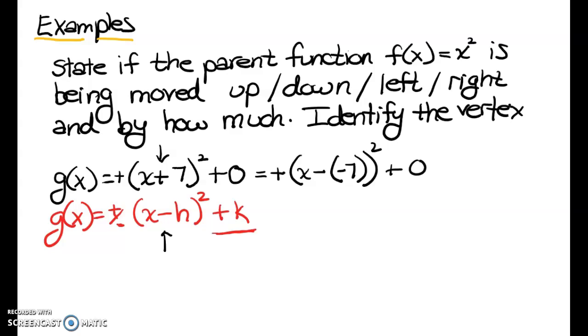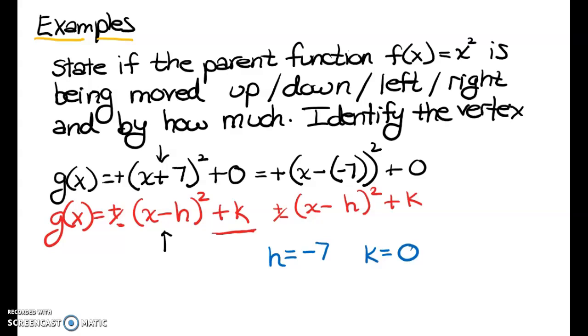plus 0. All right, so now I can pick out my h and k value, right? I have a plus minus x minus h squared plus k. H is going to be negative 7. K is going to be 0.